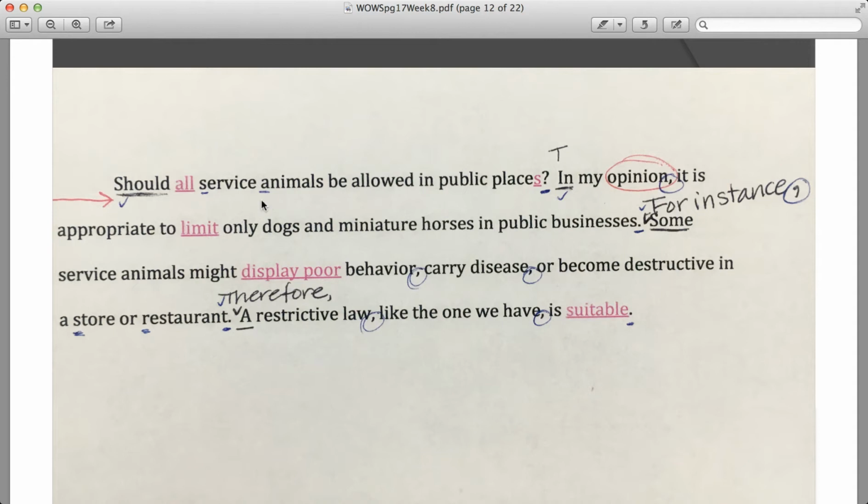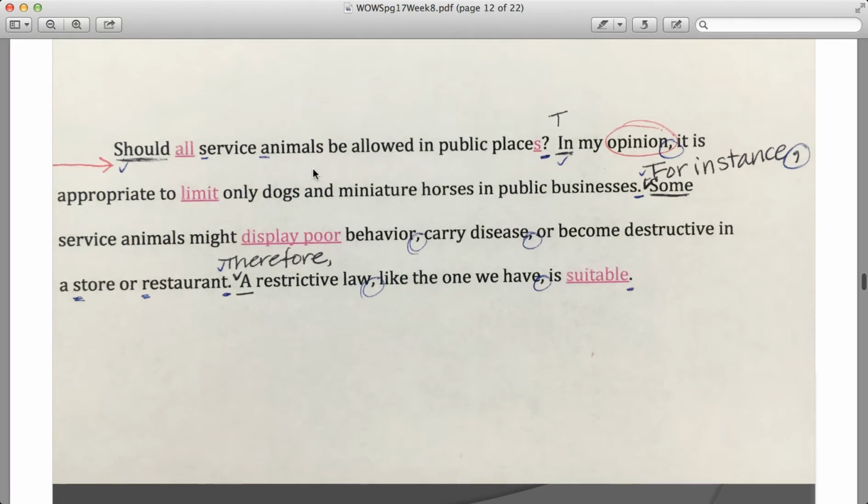This is exactly the kind of thing I would want to see you do. These are your little marks to either look it up yourself if you're questioning something or ask an adult: do I need to capitalize service animals? And the answer is no, you do not. But again, if it's something you're questioning, this would be the time to underline that with your blue pen.